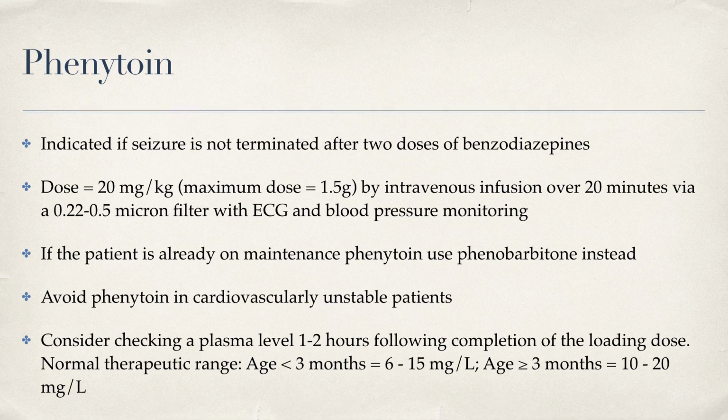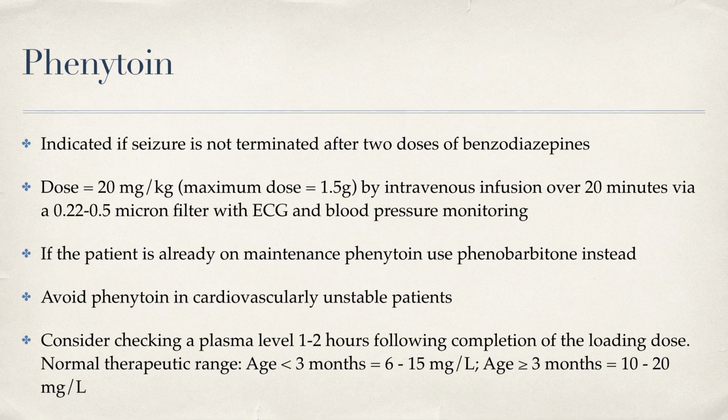So I'm going to go on to phenytoin. Phenytoin is indicated if the seizure hasn't been terminated after 2 doses of benzodiazepines. It should be administered in a dose of 20 milligrams per kilogram, up to a maximum dose of 1.5 grams, by intravenous infusion over 20 minutes via a 0.25 to 0.5 micron filter with ECG and blood pressure monitoring.